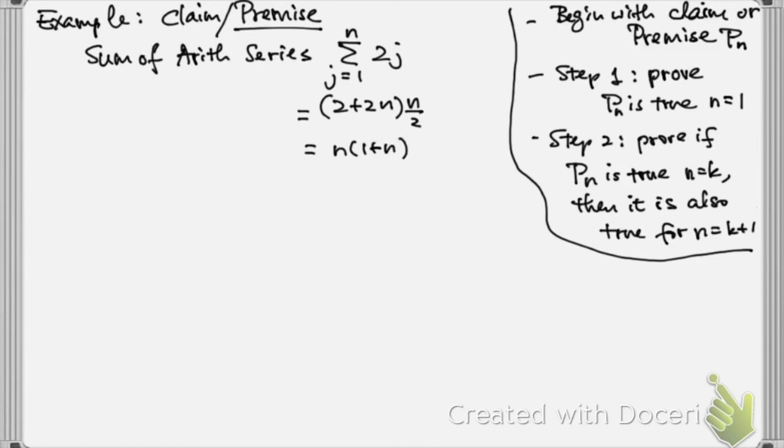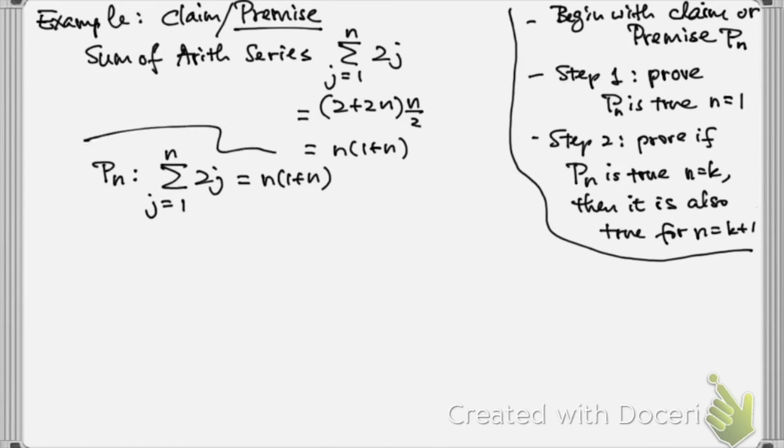So let's make a claim. My premise, P sub n, is that any series that can be described in this fashion, this arithmetic series, must have a sum of n times 1 plus n. This is my premise. And let's go ahead and prove it using induction.